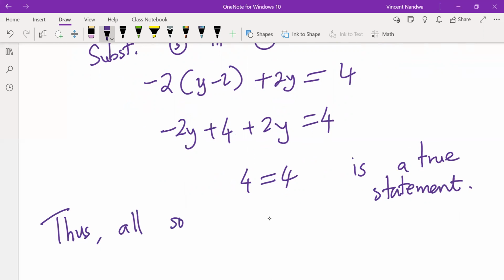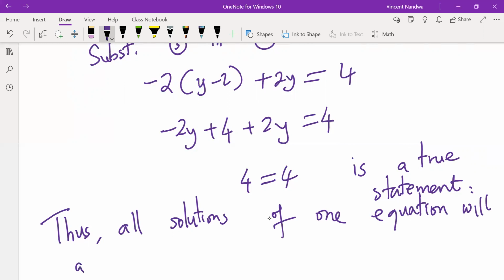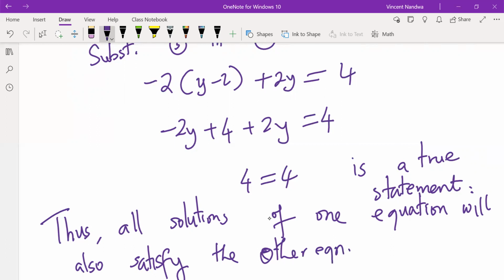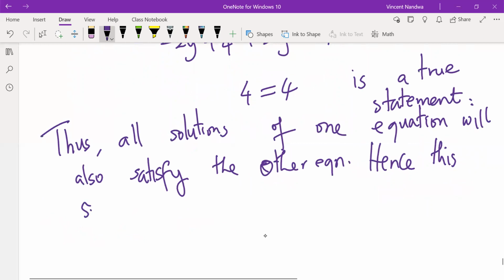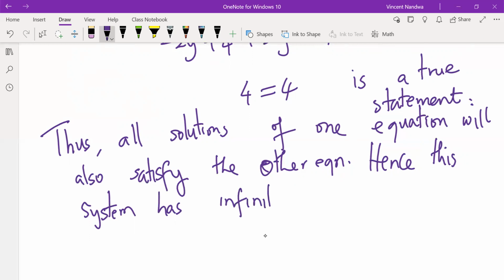So in this case, this means all solutions of one equation will also satisfy the other equation. So hence, this system has infinitely many solutions.